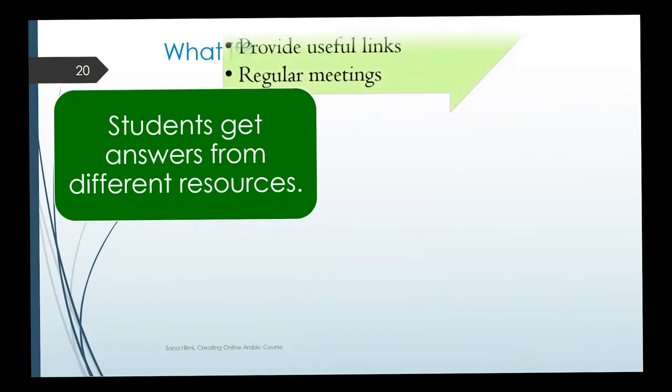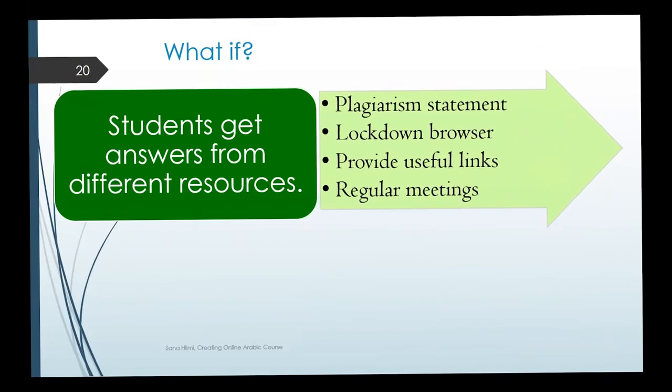I guess we know that students get information from all over the world these days. I don't know what to say, other than we have to be smart about what to do. So make sure you have the plagiarism statement, lockdown browser as much as you can, okay? Provide your own useful links. There are times when you can say, I don't mind if they use that, not that. So why don't you just say, use this if you want?